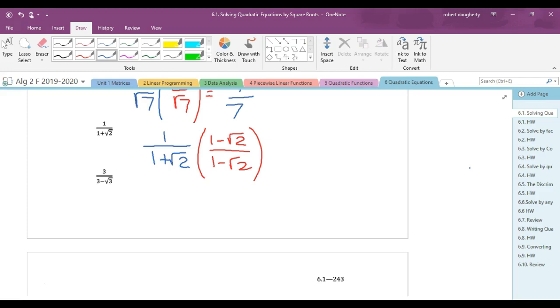What is 1 times 1 minus square root of 2? What do I get on the top of the fraction? Yeah, 1 minus square root of 2. How do I multiply the bottom of the fraction? What happens? Yeah, the first terms multiplied together give me 1. The outside terms give me minus square root of 2. The inside terms give me a square root of 2. And the last term, what is the square root of 2 times minus square root of 2? Negative 2.